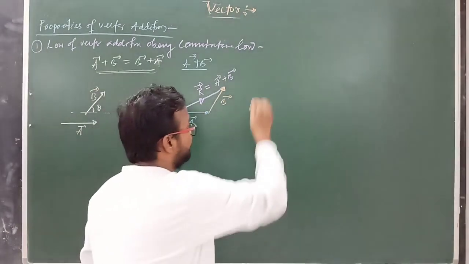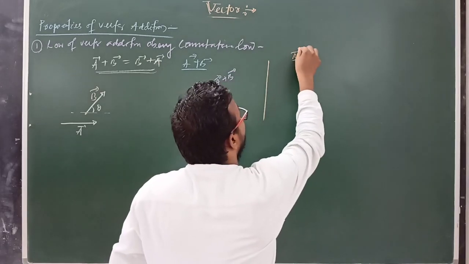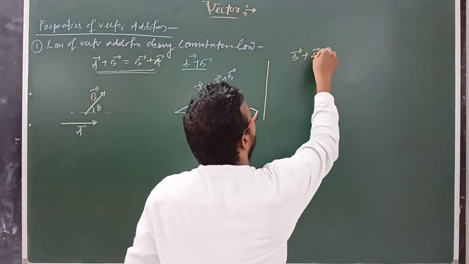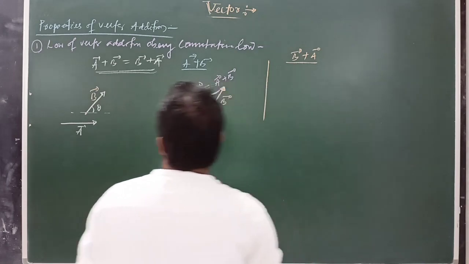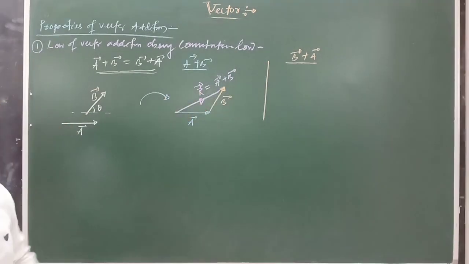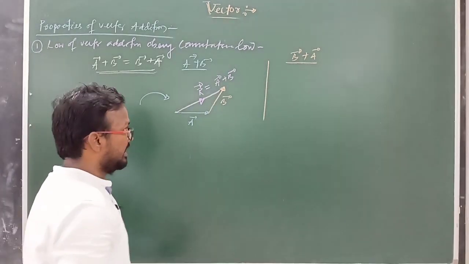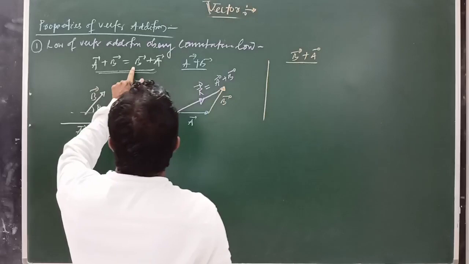Clear? Okay. Now next find B plus A. Vector B plus vector A, by using this graphical method proof, and you already know the resultant, how to find it: the resultant is the square root of A squared plus B squared plus 2AB cos theta in this case. Clear? So next, B plus A.